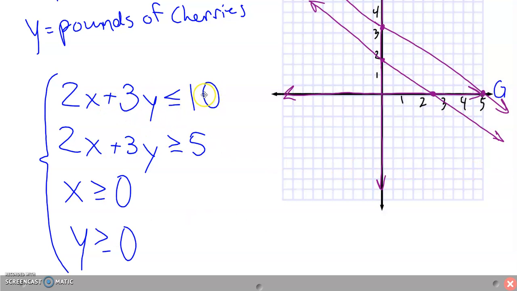So the way I graph these lines is by finding their x and y intercepts. So this one has an x-intercept of 5, because if you plug in a 0 there, you just do 10 divided by 2, and that's 5.